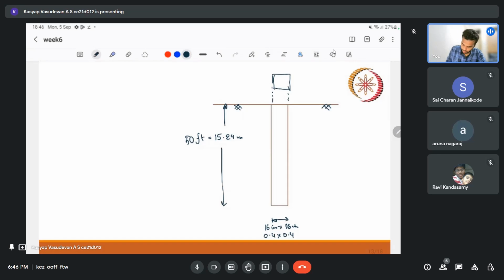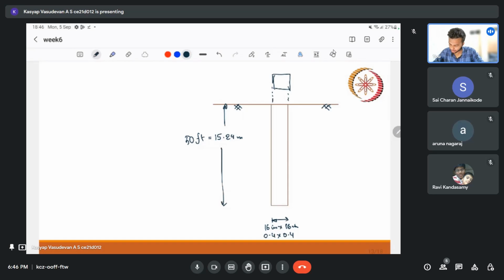Okay, so gamma is given as 110 pounds per feet cube. That can be converted as 17.28 kilonewton per meter cube. Phi is 30.